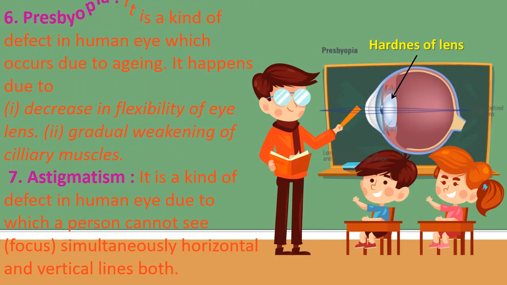6. Presbyopia. It is a kind of defect in the human eye which occurs due to aging. It happens due to decrease in flexibility of the eye lens, and gradual weakening of ciliary muscles. 7. Astigmatism. It is a kind of defect in the human eye due to which a person cannot see, focus, simultaneously horizontal and vertical lines both.